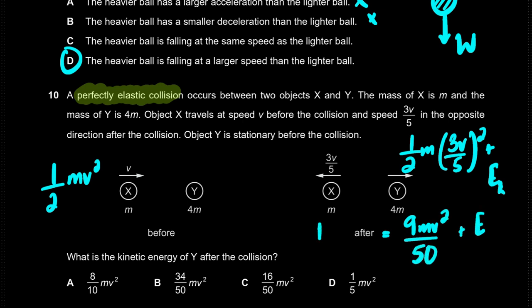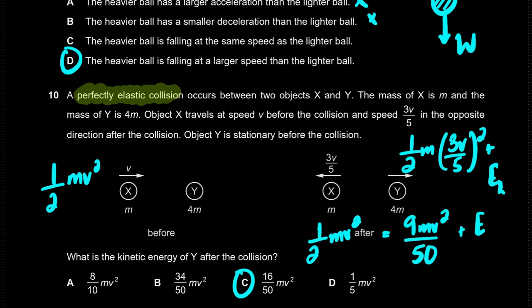This should equal the half mv square, right? So half minus 9 over 50 is like 1 minus 18 over 100, right? So that would become what? So basically 25 minus 9, right? 25 over 50 minus 9 over 50, make it 16 over 50 mv square.